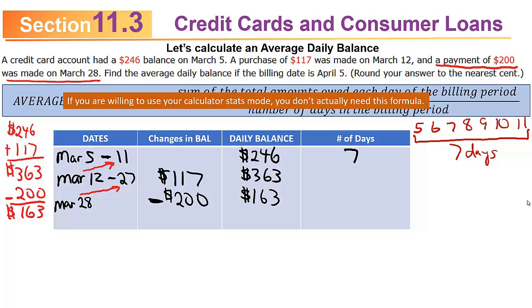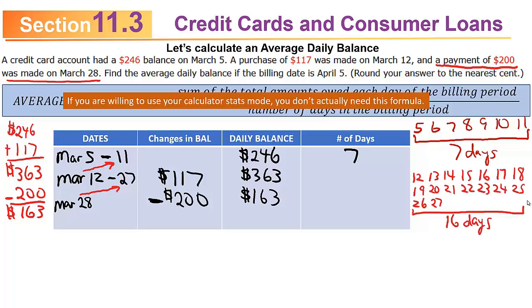And now you can count the number of days from March the 12th to March 27th. As I said earlier, you can take 27 minus 12 and add 1, or you can just write them all out and count them. But you have to get the number of days right, or all your other work is for naught. So 27 minus 12 is 15, plus 1 is 16, or you can just write them out and count them. In any case, it's 16 days.